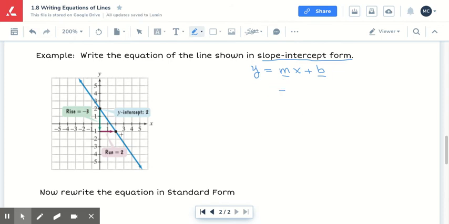And then I can also take two nice points from the graph and then count the difference in the rise and the run. So this is a rise of 3, and a run of 2. So this would be negative 3 over 2 for my m.